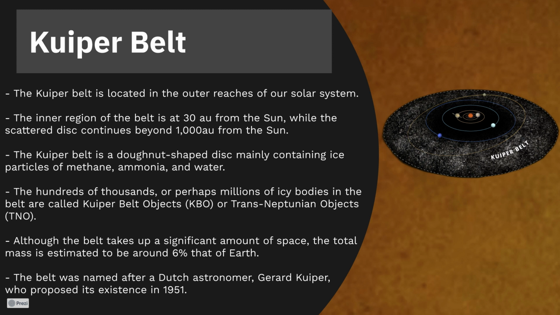Although the belt takes up a significant amount of space, the total mass is estimated to be around 6% that of Earth. The belt is one of the largest structures in the solar system. It orbits the sun farther away from Neptune, and most KBOs have stable, nearly circular orbits that are not disturbed by the gravity of Neptune. The existence of the belt was confirmed in 1992 and it was named after a Dutch astronomer, Gerard Kuiper, who proposed its existence in 1951.